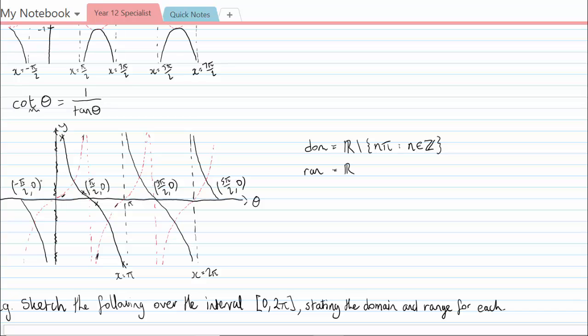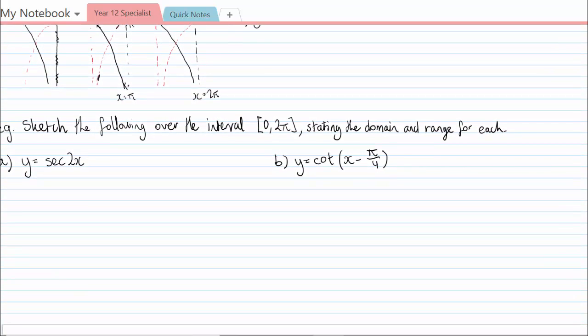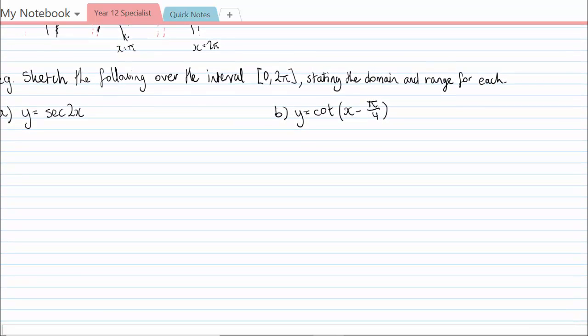Alright. So if we just scroll down a bit further, sketch the following over the interval 0 to 2 pi, stating the domain and range for each. So y equals sec 2x. Well, that 2 is going to be a dilation by a factor of half from the y-axis, so the graph should be half as wide as it was originally.